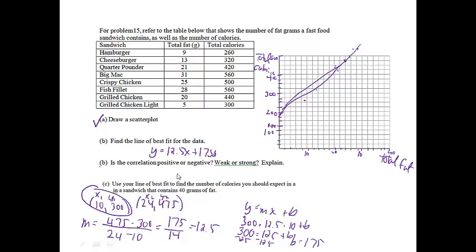Okay, then it says, is the correlation positive or negative? Well, since the line is headed up, the correlation would be positive. And would it be weak or strong? I'd say my dots are very close to each other and they're right near that line, so it will be strong. So when I explain, it would be positive. I'd say the data is headed up and the points are very close to my line.